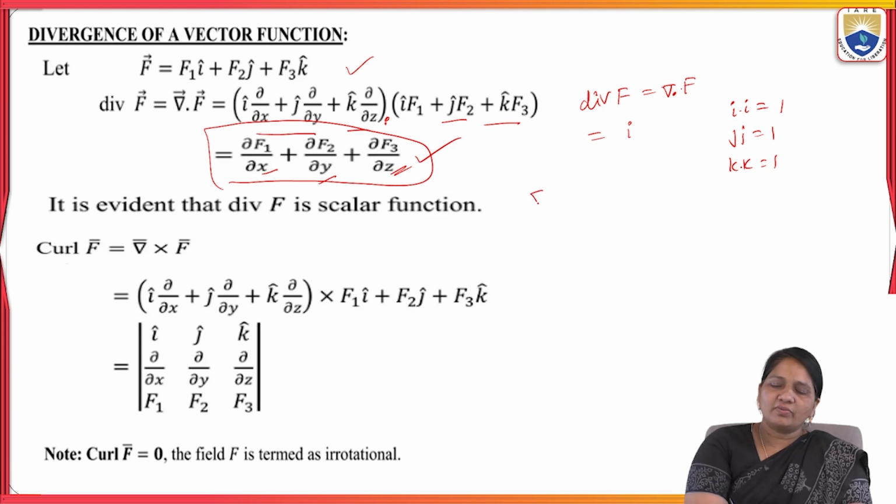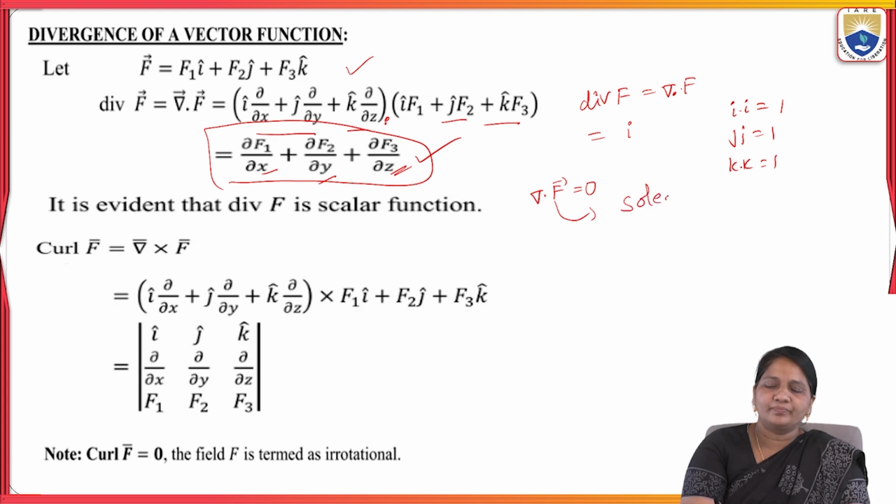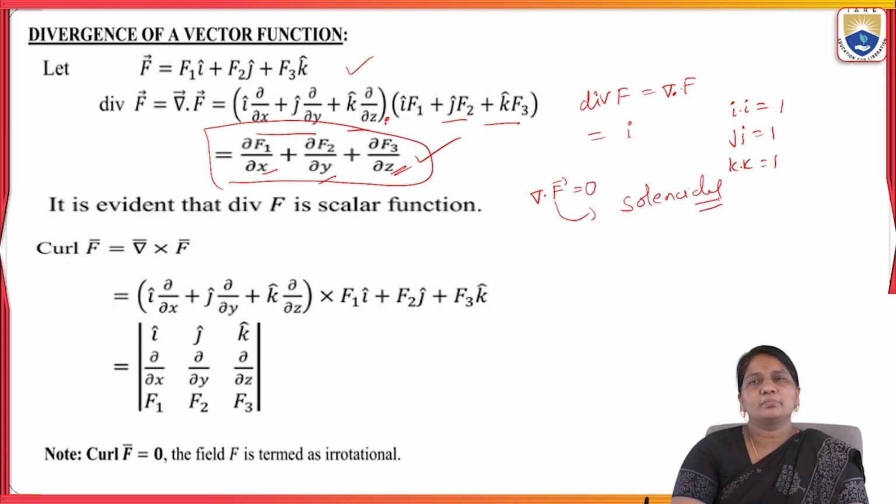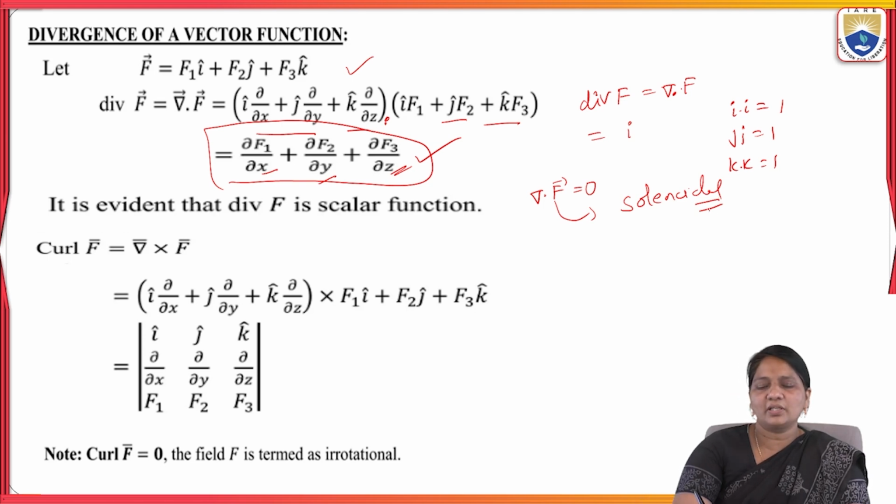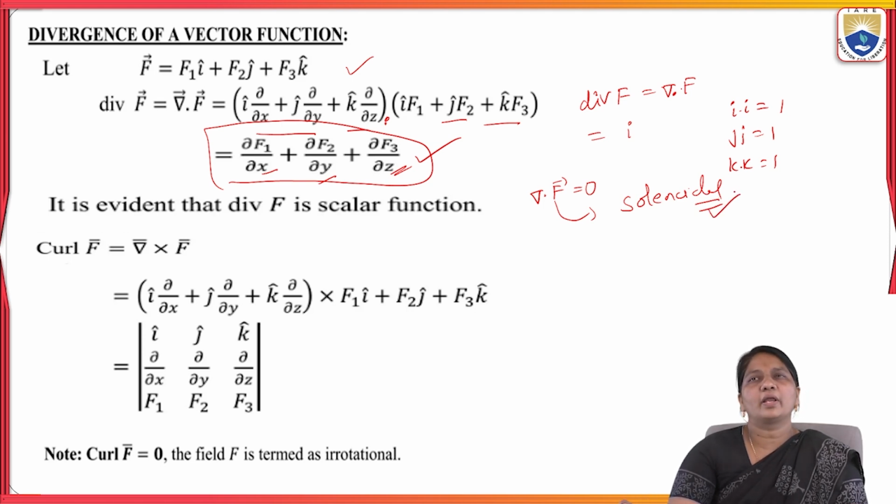If this divergence value, or del dot f value, is 0, we can say that this function is solenoidal. You should remember this definition, because in some of the questions they will directly give that the given function is solenoidal. If it is solenoidal, then the del dot f value, the divergence value, is 0. The dot product value is 0.